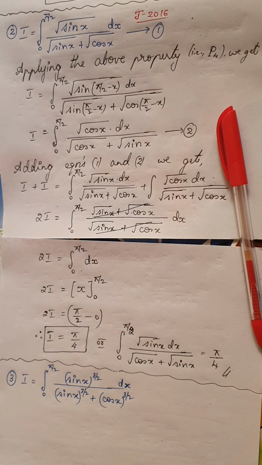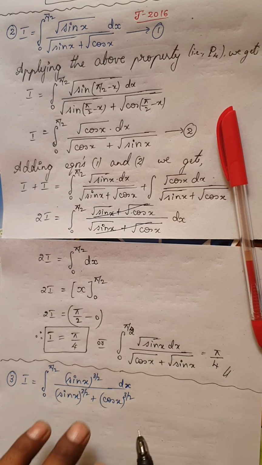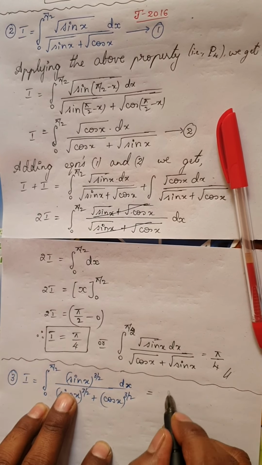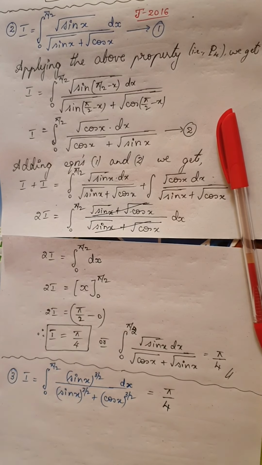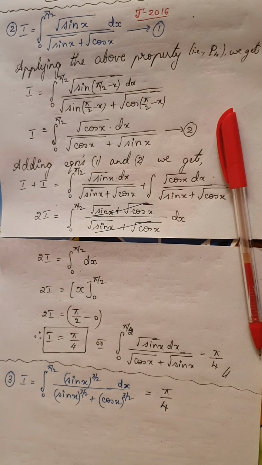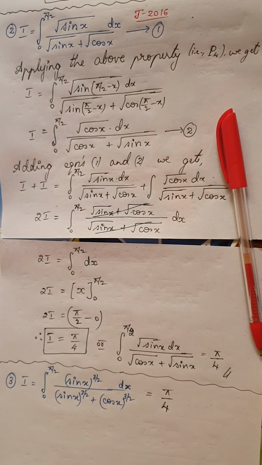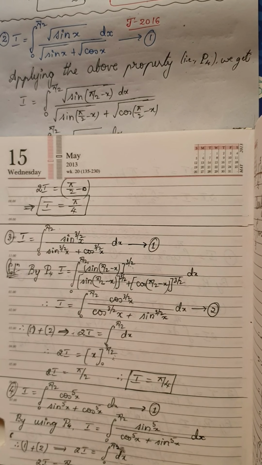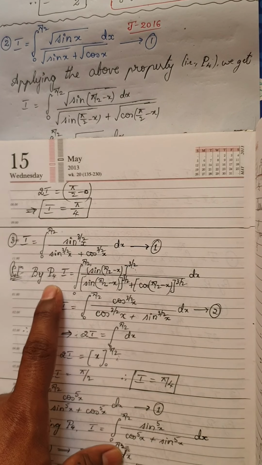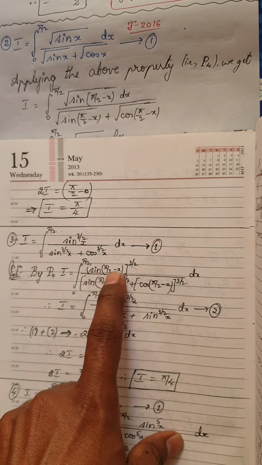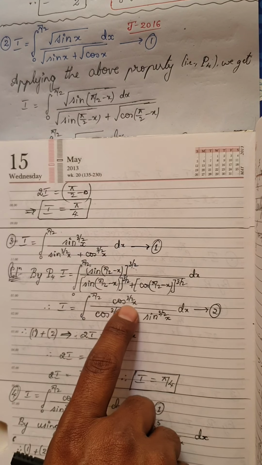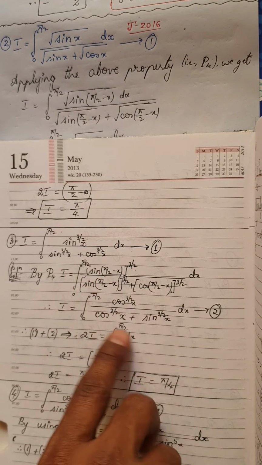And one more thing, it's a lucky part for this kind of question: the answer for this integral would again be pi by 4 itself. You will simply follow the same steps. Now you might be wondering how. Look here. You start with the integral that was given, and if you apply P4, x is replaced by 90 minus x. Similarly, sin of 90 minus x will become cos x, and similarly the other three functions.